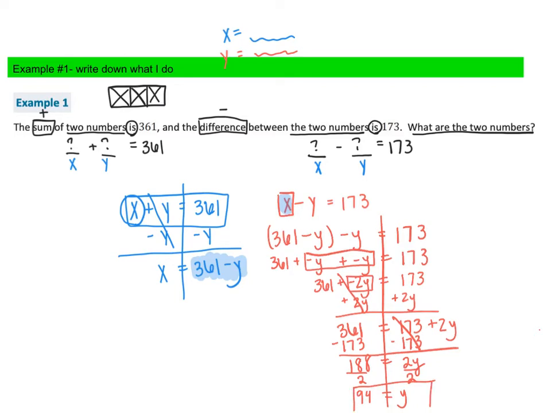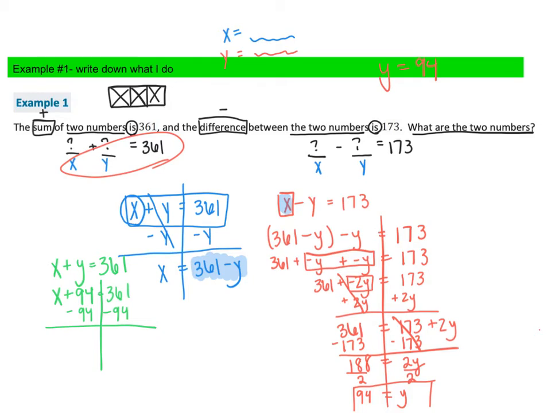So if y equals 94, I'm just going to use this equation right here that I started with, x plus y equals 361. I now know that y is 94, so x plus 94 equals 361. And if I'm trying to solve for x, I just got to take 94 away from both sides.